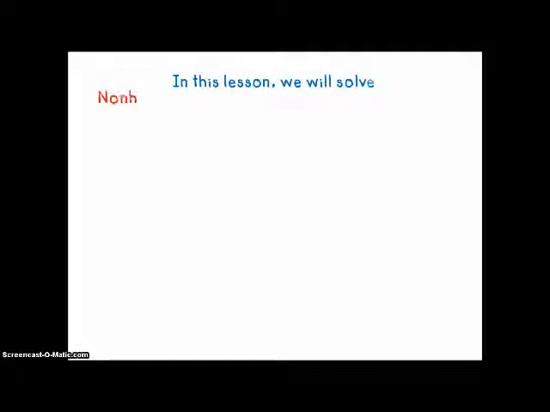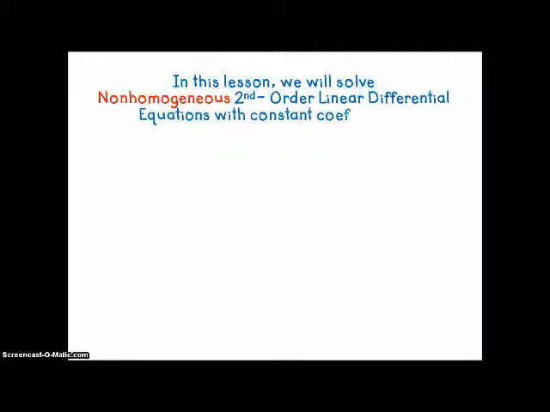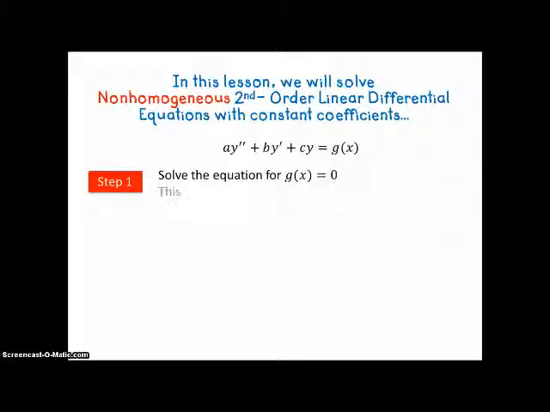In this lesson, we will solve non-homogeneous second-order linear differential equations with constant coefficients. So instead of equaling 0, we have an equation that looks like this. We have g of x on the end there, which is not necessarily 0. Now, step 1 is to solve the equation for when g of x is 0. This is called the complementary solution, and it will be of the form c1y1 plus c2y2, and the y1s and y2s will be different things depending on whether we get case 1, case 2, or case 3.